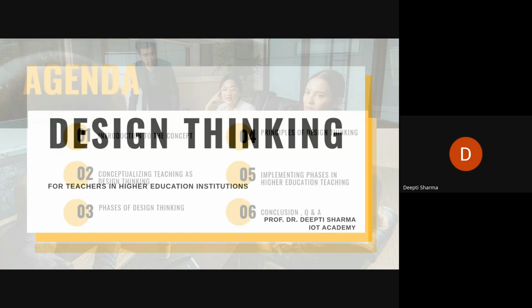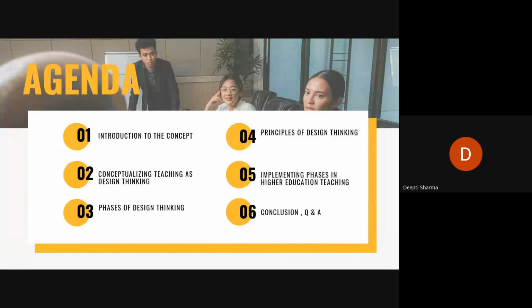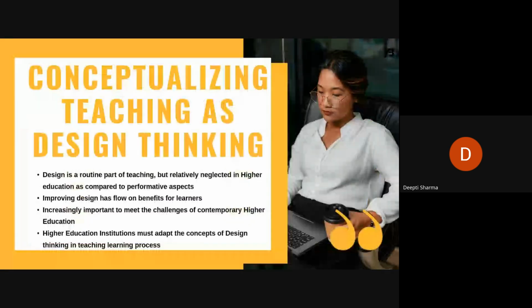So the first thing is, let's discuss the agenda. In the agenda, we will discuss majorly 5 items. Number 1 is introduction to the concept. The second is conceptualizing teaching as design thinking. And third are the phases of design thinking. Then we will discuss the principles of design thinking and how we can implement these phases in higher education teaching. In the last, we will conclude, and the rest of the things we will discuss in question-answer form.